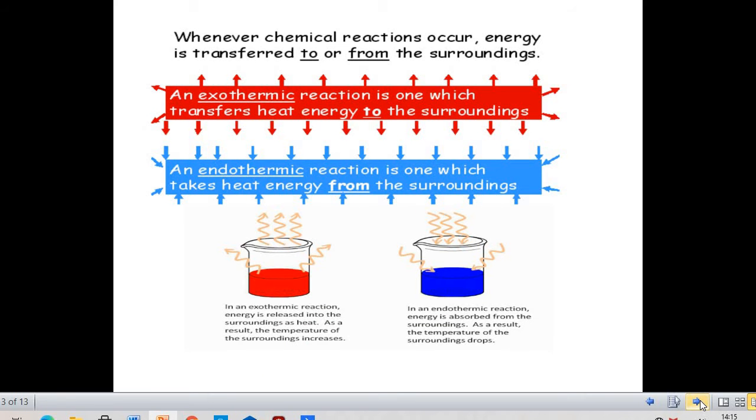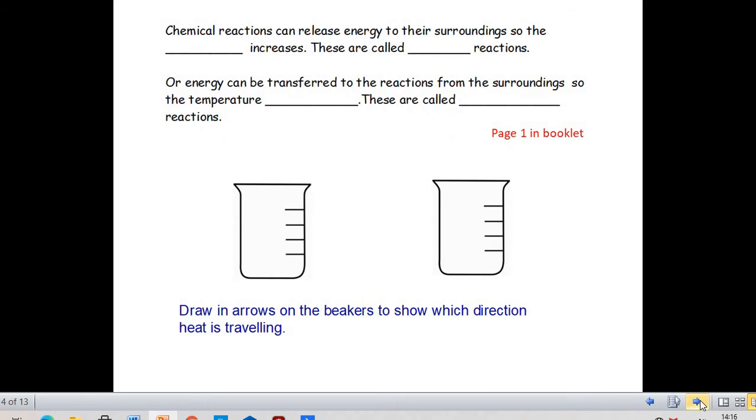Whenever chemical reactions occur, energy is transferred to or from the surroundings, and an exothermic reaction is where heat energy is transferred to the surroundings, so the temperature will increase. An endothermic reaction is one which takes in energy from the surroundings, so the temperature will decrease. So in your book you've got to draw in the arrows, whether they're going in from the surroundings to the chemical or out from the chemical to the surroundings, and know which one's which. This is your page 1 in your booklet, so you've got to fill in the blanks and you've got to draw in the arrows to show which direction heat is travelling.